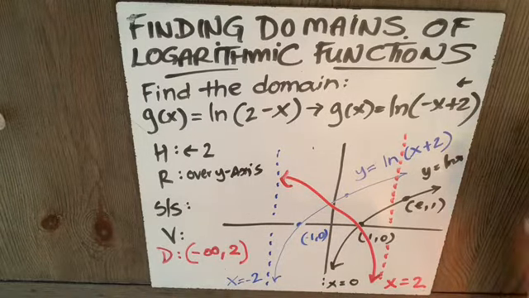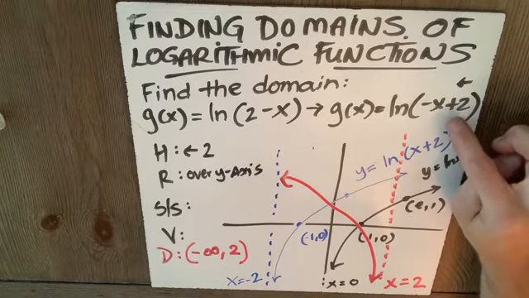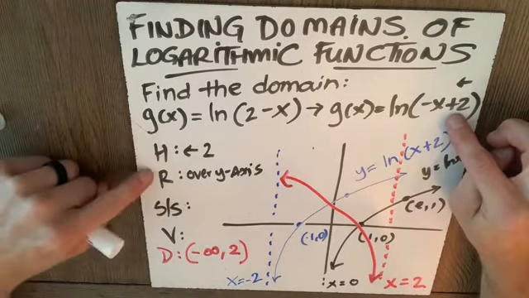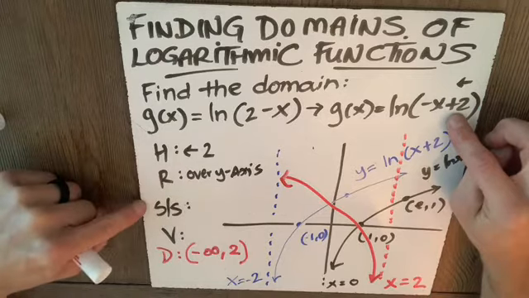So as a review, I had two transformations. Move it to the left 2. I do that first. HRSV: horizontal, reflect, stretch or shrink, vertical.